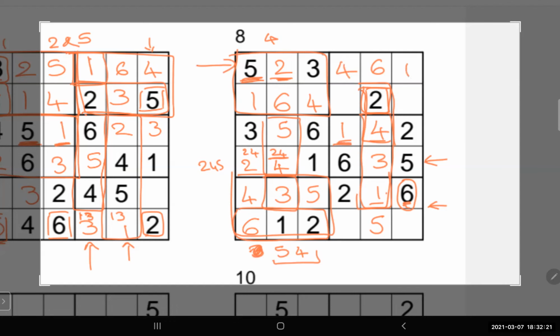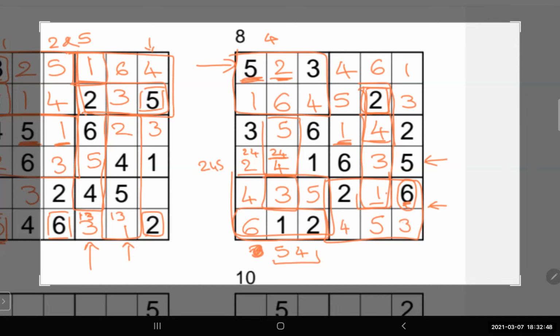What are the missing numbers in this grid? 5 and 3, sir. Down the 4 we can write 5, sir. Down the 1 we can write 3. Good. So what are the missing numbers in this grid? 3 and 4. Down the 2 we can write 4, sir. Down the 6 we can write 3.